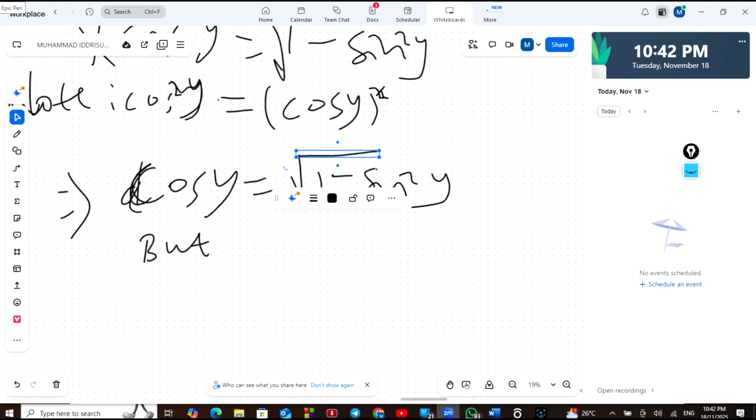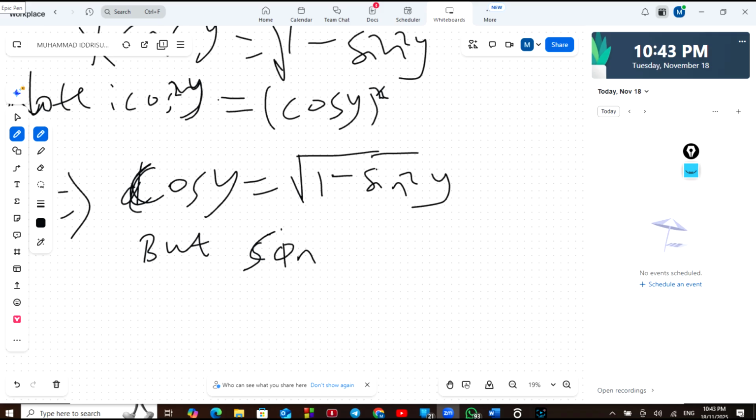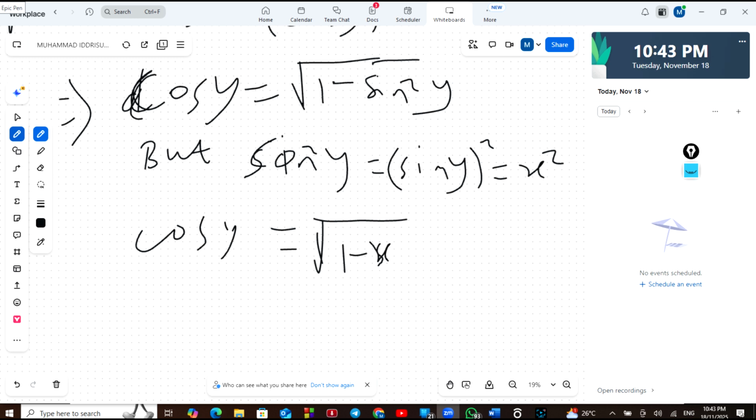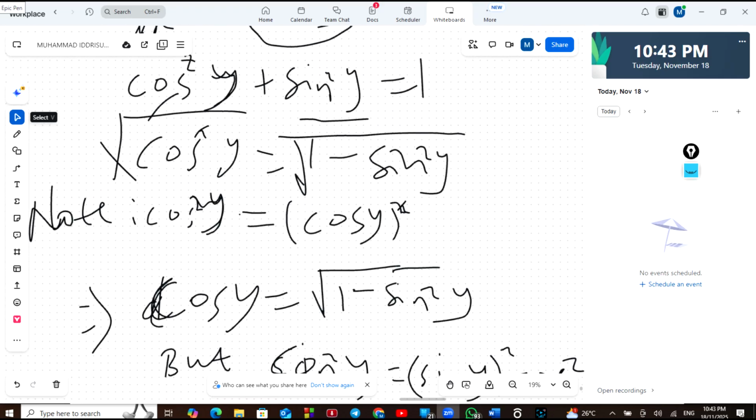So we have it there. So we say that sine squared y is equal to sine y all squared, which is equal to x all squared, x squared. So now our cos y will be equal to the square root of 1 minus x squared. So let's go back and substitute this for dy/dx.